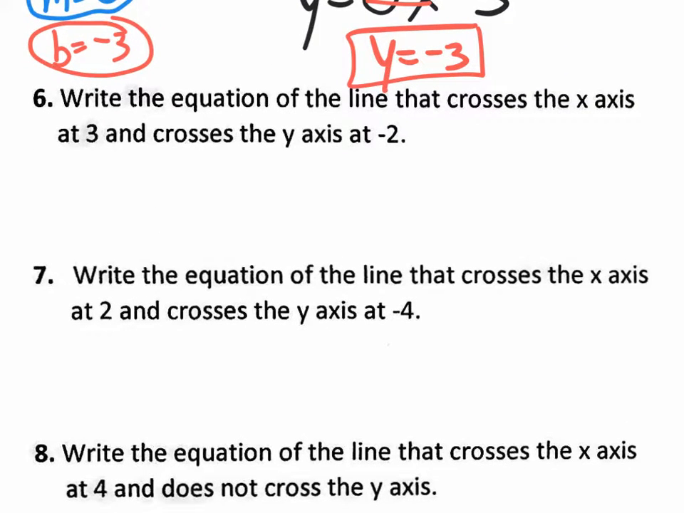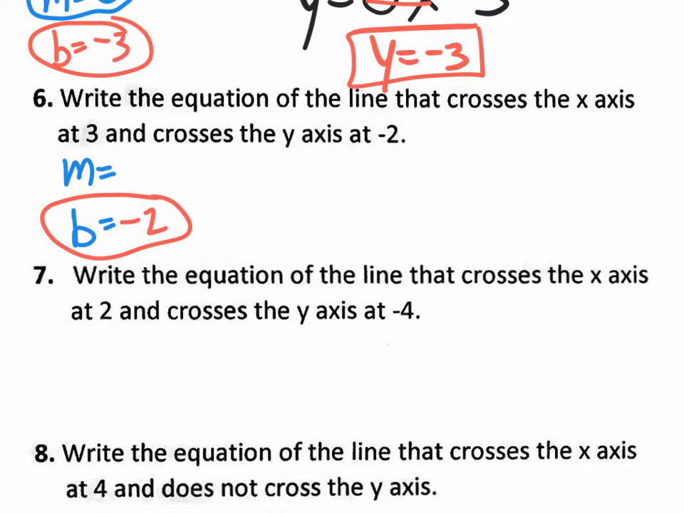Write the equation of the line that crosses the x-axis at 3 and crosses the y-axis at -2. Once again, we need two things. We need an m and we need a b. Okay? So let's find both of those. Do they give us the m? It doesn't say slope is 5. It doesn't say slope is -2. So they don't even give us a slope. Do they give us the y-intercept? Yeah, they give us the y-intercept. What's the y-intercept? -2. It crosses the y-axis at -2.